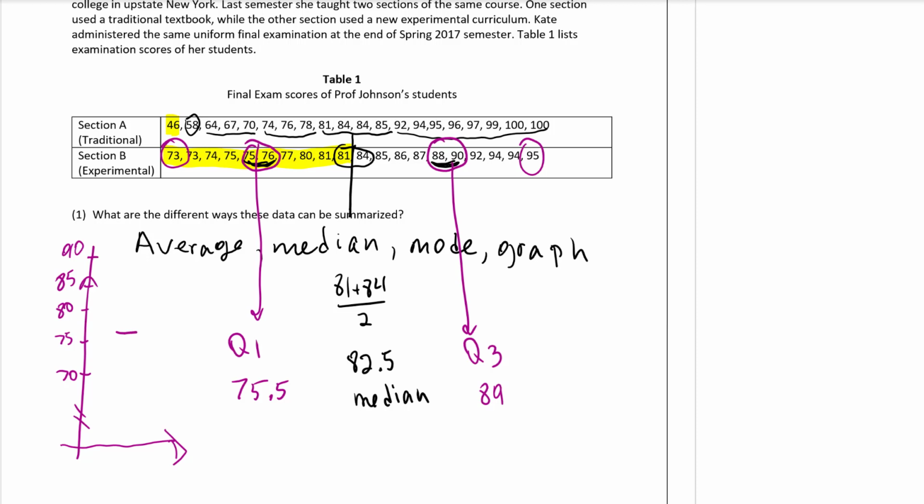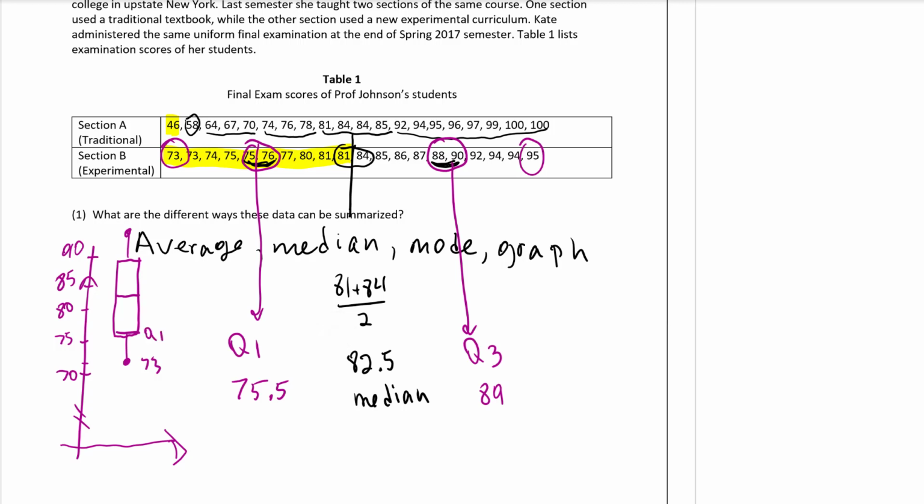So you do the Q1, you do the median, you do the Q3, which is 89, like that. You create a box like this, and then you do the whiskers to the lowest number, like this, and the highest number, which is 95, like that. You understand? That's how you create it.